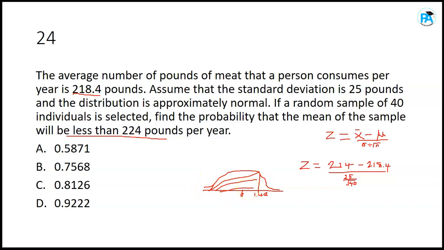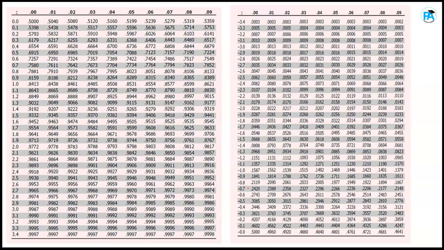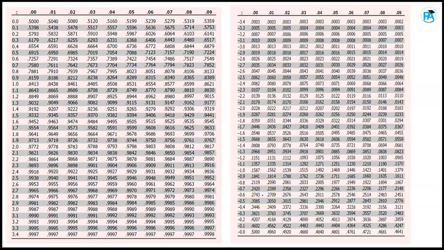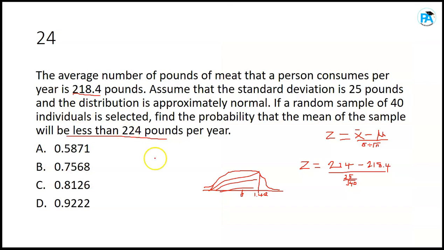So to get this part, when you go to the Z table, let's first find 1.42. Now I told you that when you check a positive z-score on a positive z-table, what you get means area to the left. So let's look for 1.42, 0.12. So 1.42 gives you 0.9222, isn't it? So meaning area to the left is 0.9222.